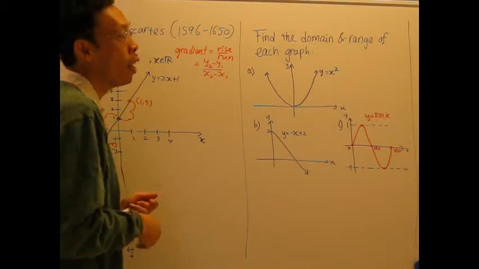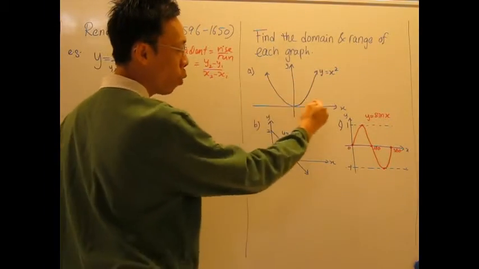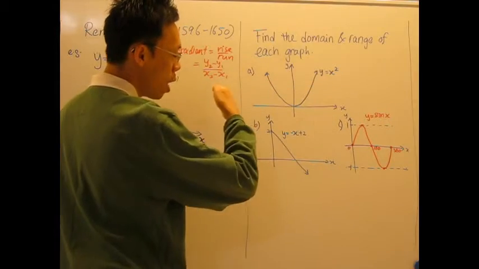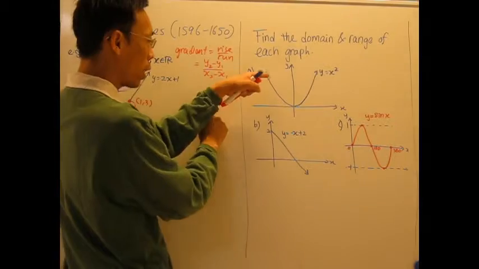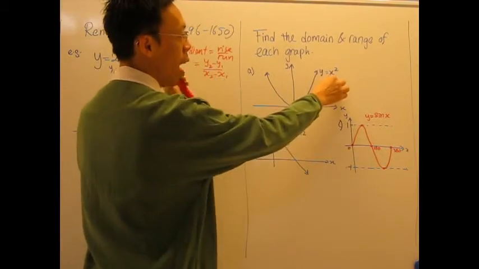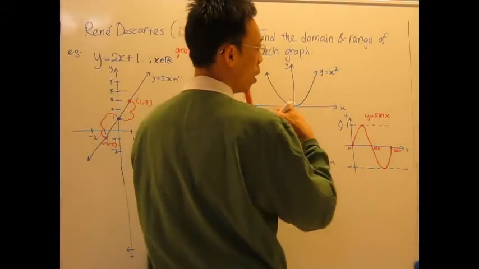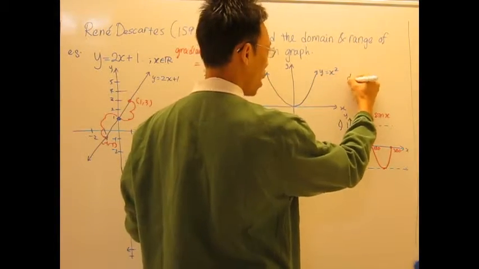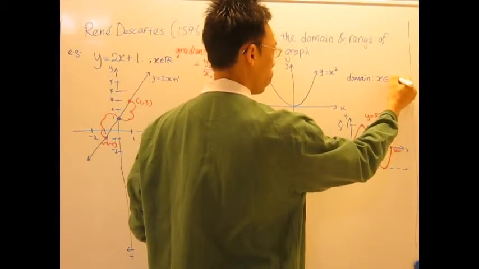Okay, welcome back. Here, what is the domain of this? Well, if you look at the horizontal, anywhere on this line, even if you start from here, if you extend this, you will see the function. So the domain exists. In fact, as stated before, x is all real numbers.